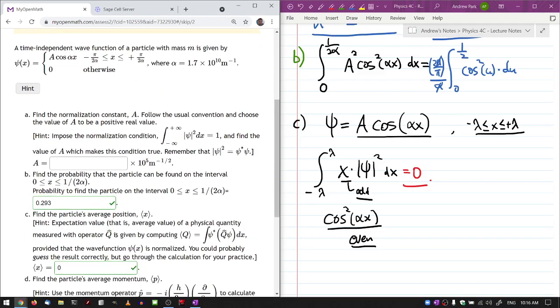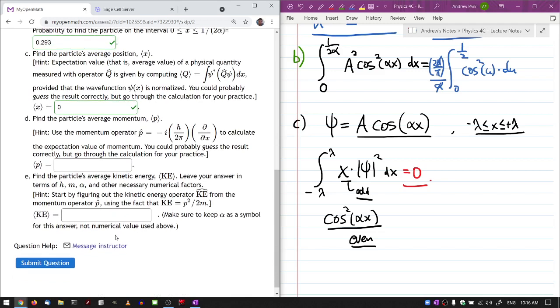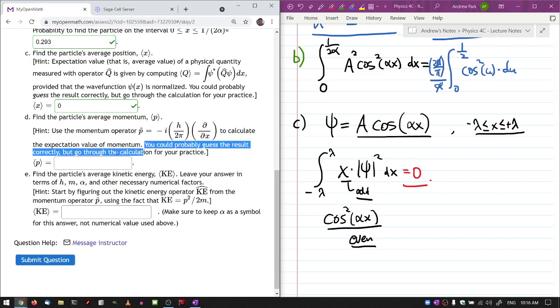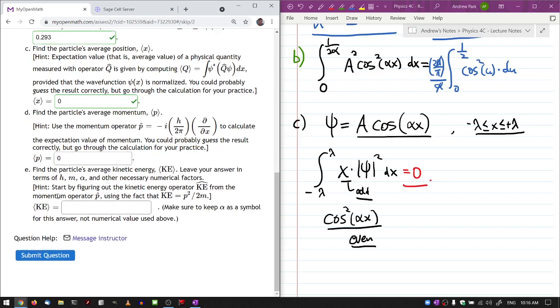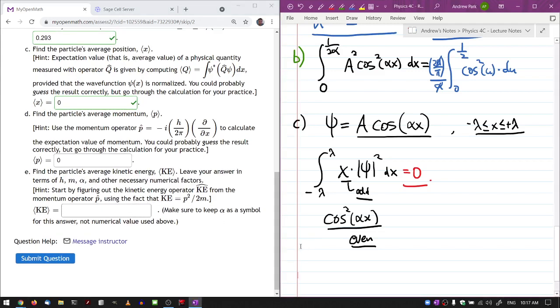So that's it as far as it goes. And it asks for the particle's average momentum. And here, again, it says you could have probably guessed the result correctly. And the result is that it's zero. I guess I might have been giving away too much by telling you that you could guess it. But let me go through the argument again.